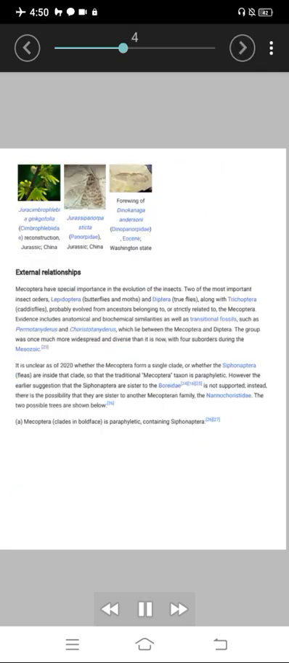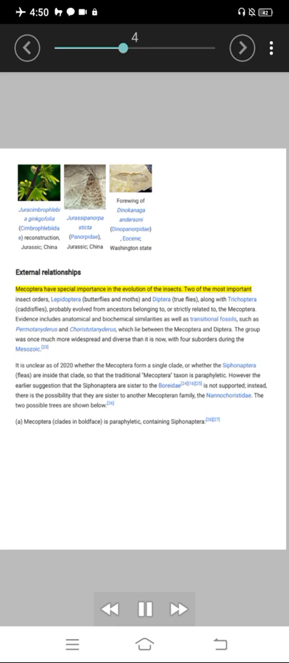Jurasymbrophlebia ginkgofolia, Symbrophlebeidae, reconstruction, Jurassic, China. Jurassipanorpa, Sticta-panorpidae, Jurassic, China. Forewing of Dinokanaga andersoni, Dinopanorpidae, Eocene, Washington State. External relationships.